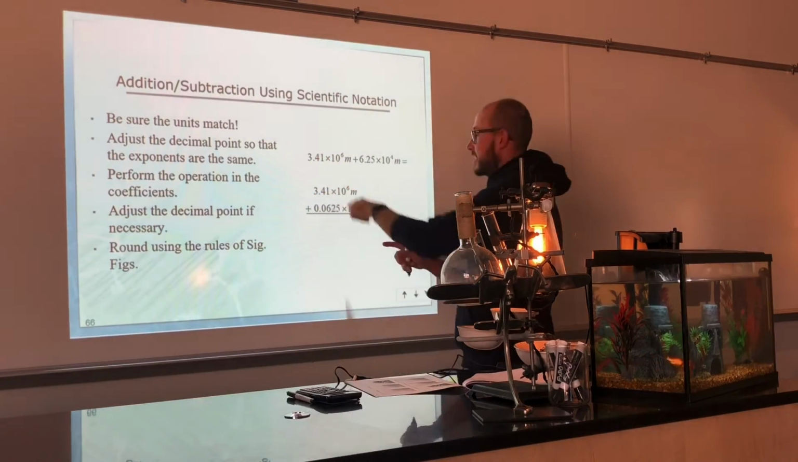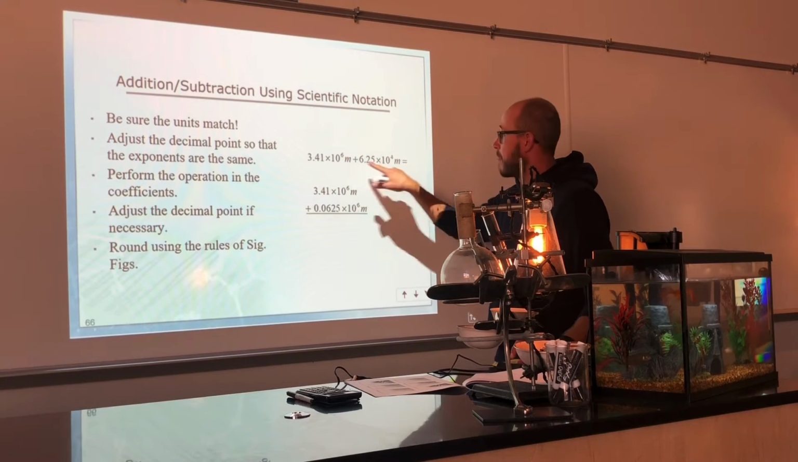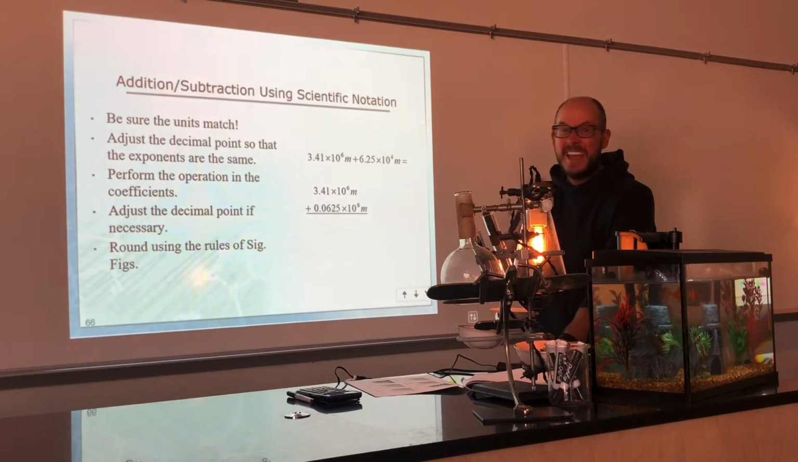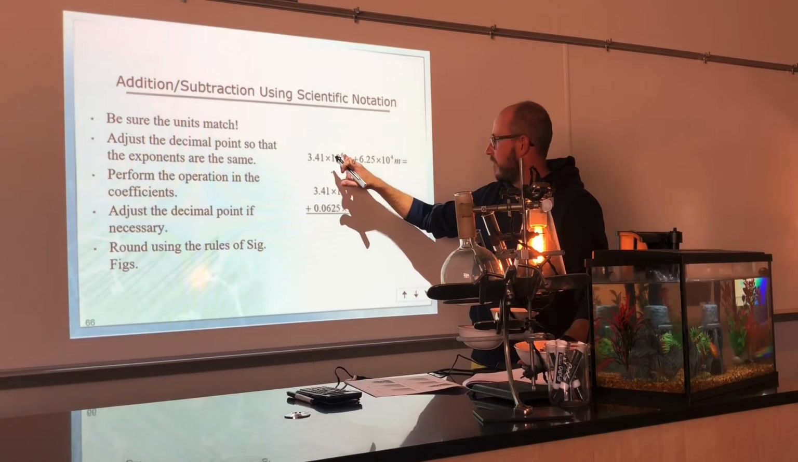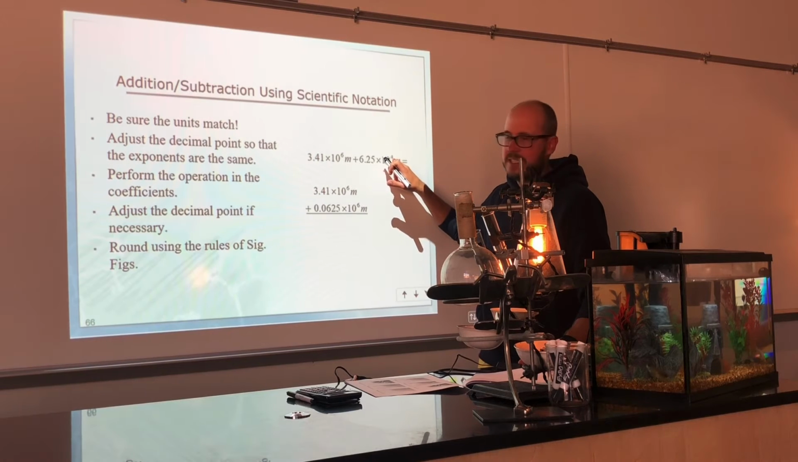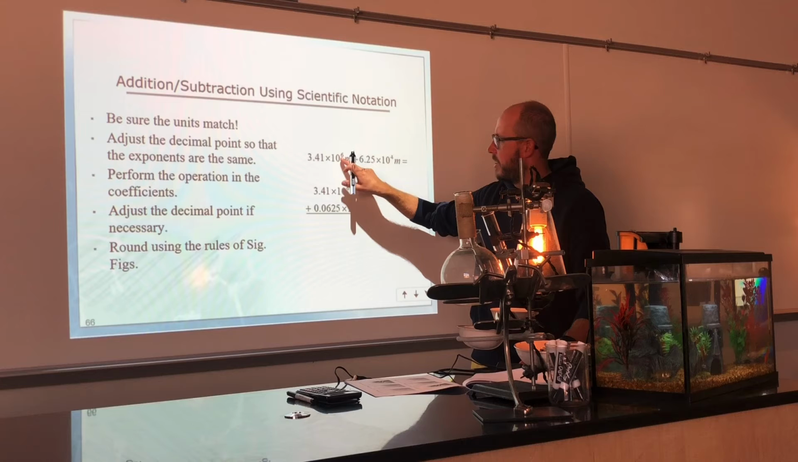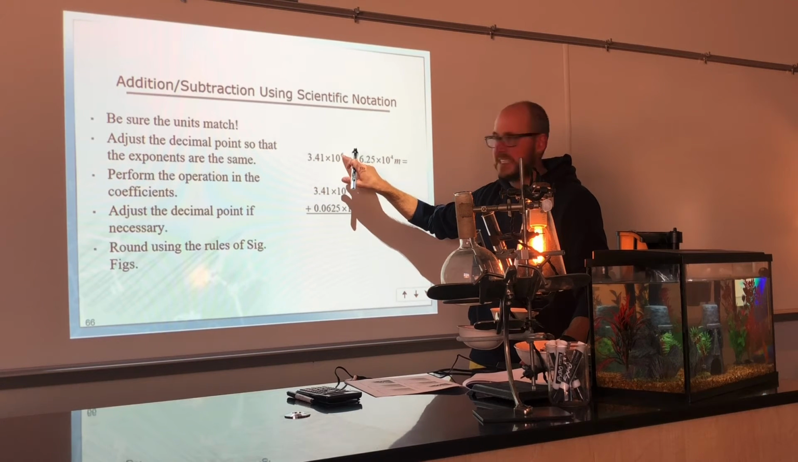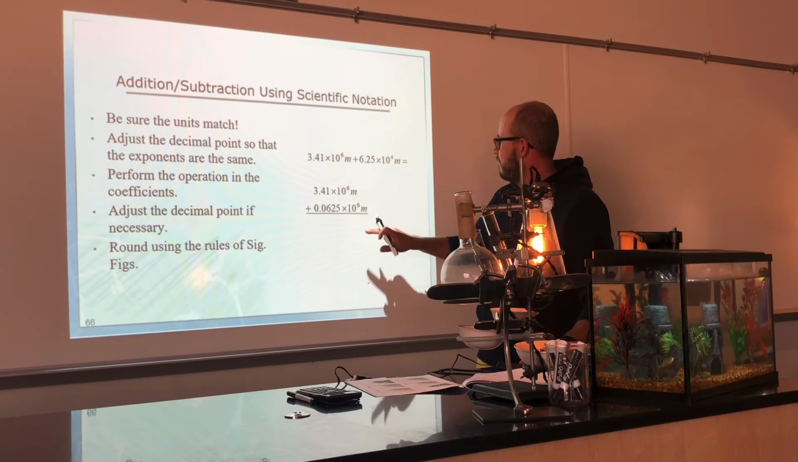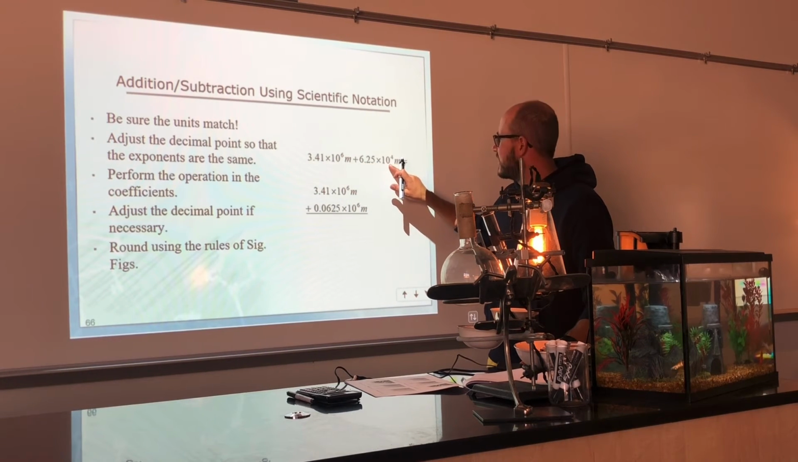3.41 times 10 to the 6th meters and 6.25 times 10 to the 4th meters, our units match. Our orders of magnitude don't. You have a choice. You could either change this one to 10 to the 4th or change this one to 10 to the 6th. To change this one to 10 to the 4th, we would have to move the decimal point to the right to get this number to drop. Instead, I choose to take this number and change it to 10 to the 6th.